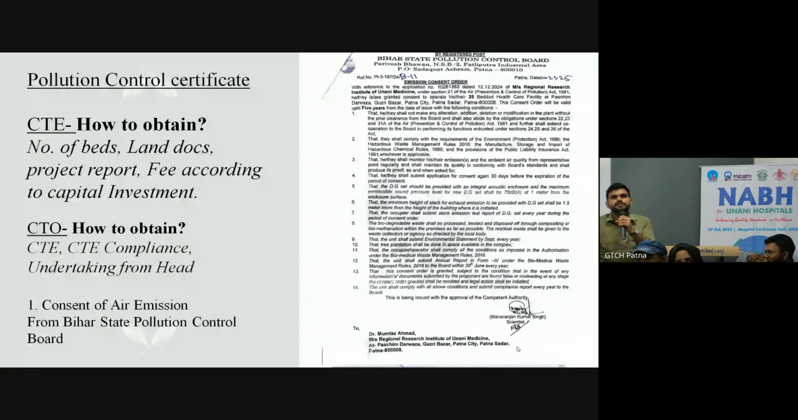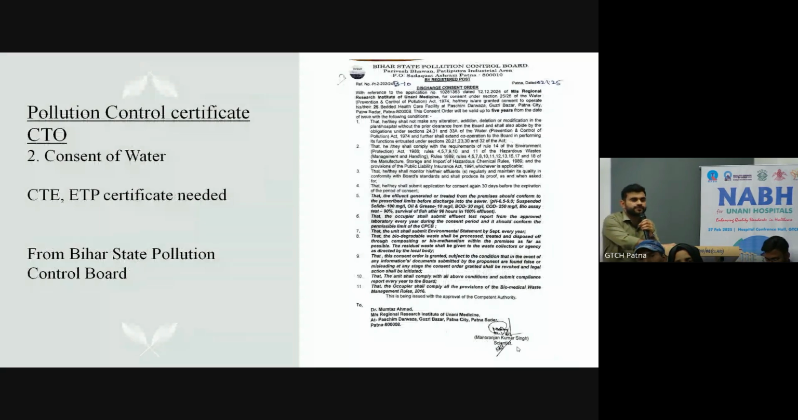Next certificate is related to that same CTO certificate, which is the consent for water, and this is solely related to the water emission. And for this certificate, we need the CTE certificate and ETP also. ETP is effluent treatment plant, which is used for water harvesting. We use it to clean the water we are wasting. Generally, that complete water cannot be wasted, and it should be cleaned and recycled for reuse. So this is highly required at the point of CTO registration, because without it they won't initiate the process.